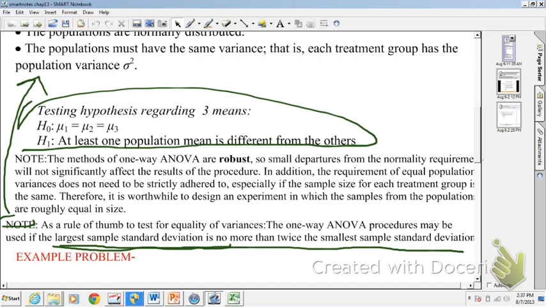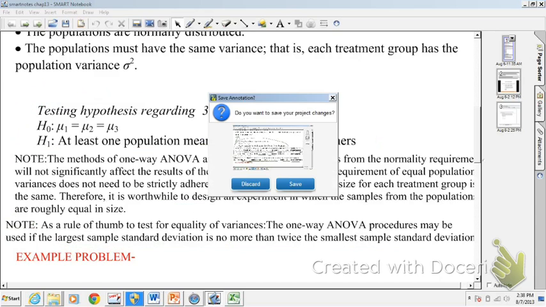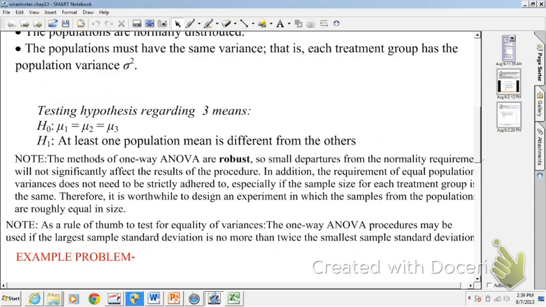A little side note I have here. The methods of one-way ANOVA are robust, so small departures from the normality requirement will not significantly affect the results of the procedure. In addition, the requirement of equal population variances does not need to be strictly adhered to, especially if the sample size for each treatment group is the same. Therefore, it's worthwhile to design an experiment in which the samples from the populations drawn are roughly equal in size. Okay, let's try an example. We have two examples that we're going to be running today, and I'd like to figure out how to do it on MegaStat Excel and also in the calculator.